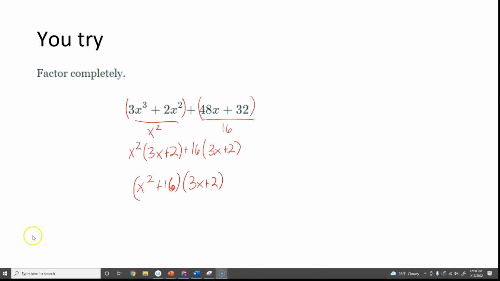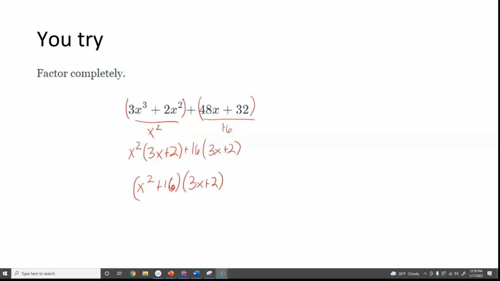Okay, so first thing, we add our parentheses. We're going to group our first two terms, and then we're going to group our last two terms. And then we treat them as individual expressions. So I can take x squared out of 3x cubed plus 2x squared. That x squared comes out. 3x cubed divided by x squared is 3x. And then 2x squared divided by x squared is 2.